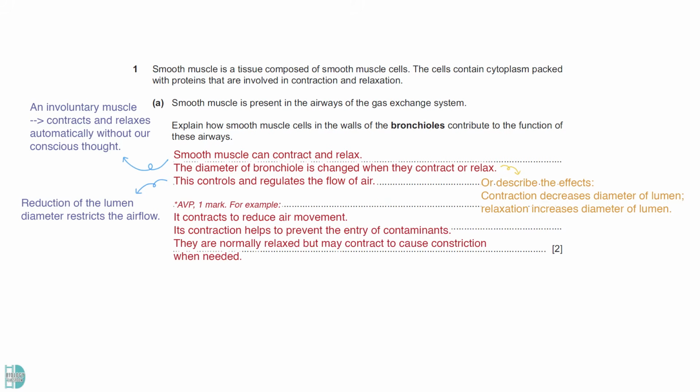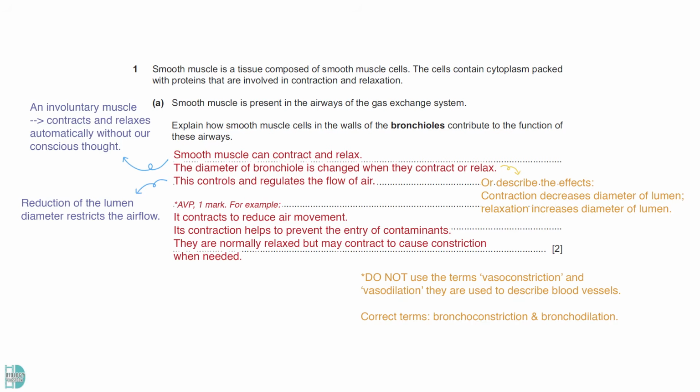There is a mark for AVP. You can state one condition when they need to contract to reduce the airflow, for example, in response to allergens in the air. Note that you should not use the terms vasoconstriction and vasodilation, which are used when describing changes in lumen diameter for blood vessels. The right terms are bronchoconstriction and bronchodilation.